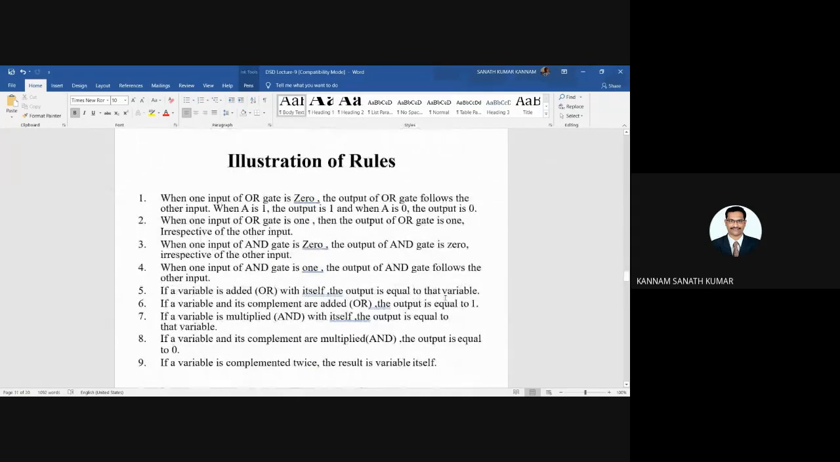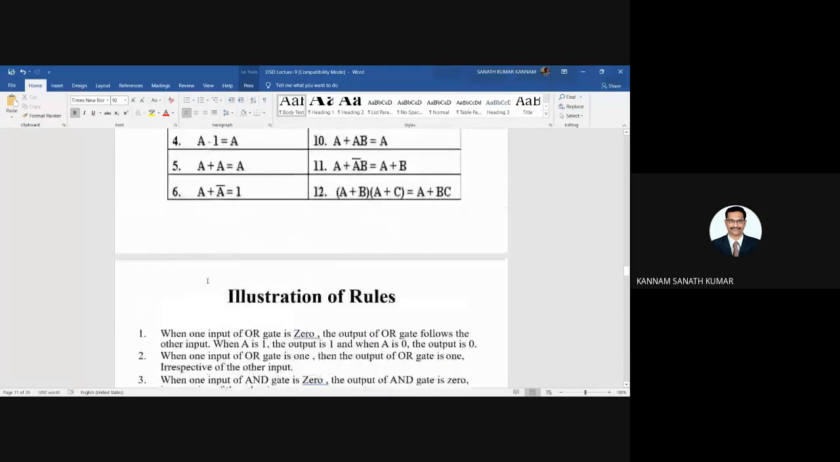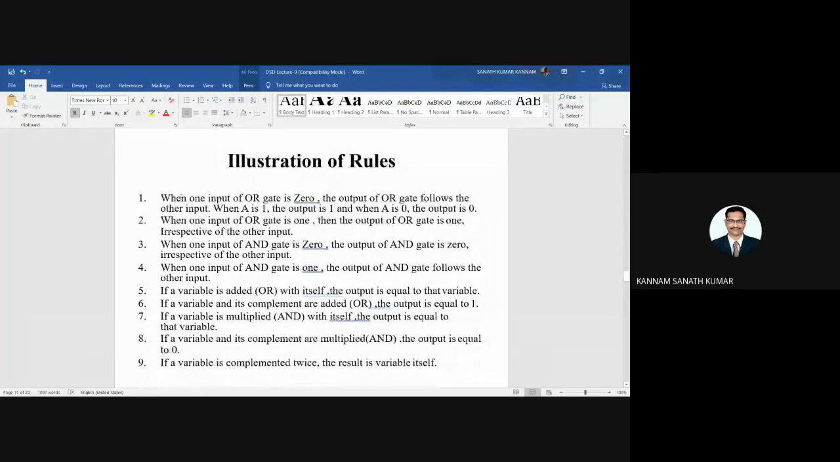Okay. So whatever I explained in this table, these are illustrations of rules. Okay. So when one input of an OR gate is 0, the output of the OR gate follows the other input. So that means when A is 1, the output is what? 1. When A is 0, the output is 0. So that means A plus 1 is what? 1. A plus 0 is what? A plus 0 is A itself. Okay. When one input of an OR gate is 1, then the output of the OR gate is 1 irrespective of the other input. That means here A plus 1 equal to what? Irrespective of the other input, we are getting 1 itself.